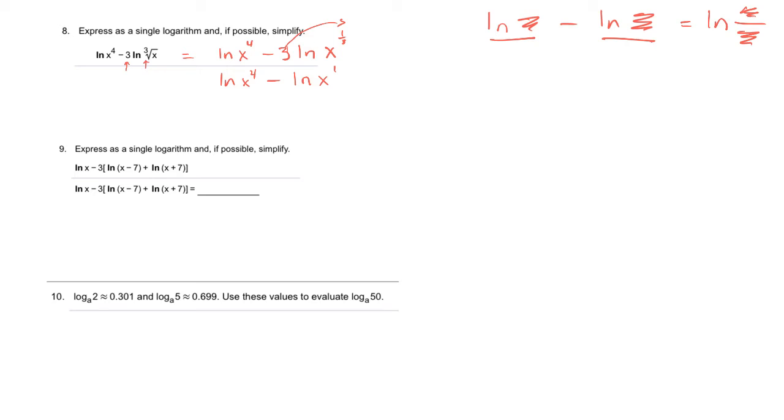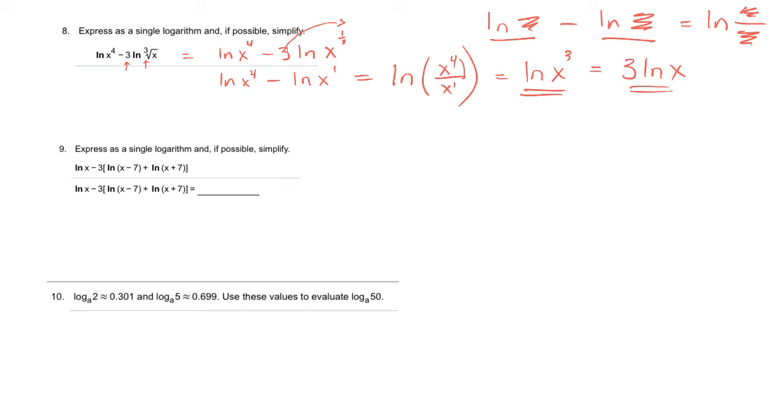Yeah, so now I could combine these. To put it as a single logarithm, it'd be ln of x to the 4th divided by x to the 1st. Or dividing common bases, subtract their exponents. So it'd be ln of x cubed, which you could rewrite as 3 ln x. I think the answer key has that one, but both those would be correct.